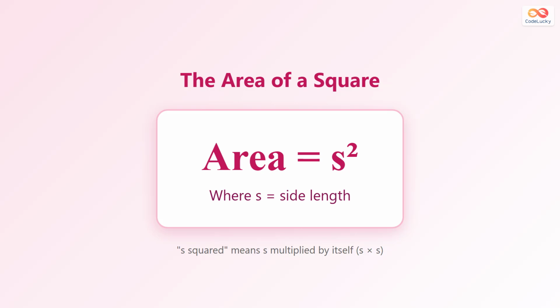This gives us our specific formula for squares. Area equals s squared. Here, the letter s stands for the length of one side. Saying s squared is just a shorter mathematical way of saying s multiplied by itself.